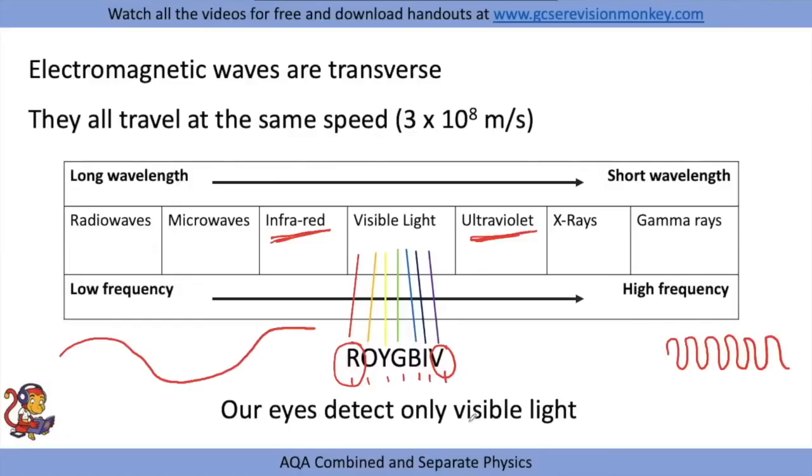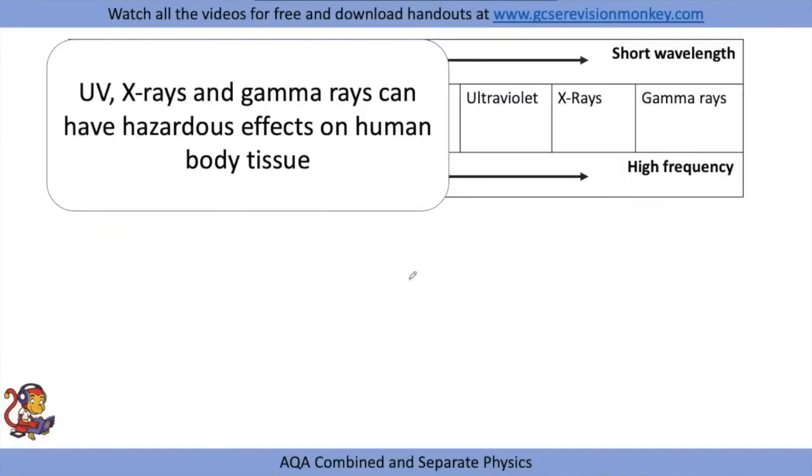Our eyes detect only visible light. So there are lots of other waves of electromagnetic radiation, but our eyes, as an organ, only detect visible light. Some animals, for example, can see into ultraviolet light, but our eyes only see visible light.